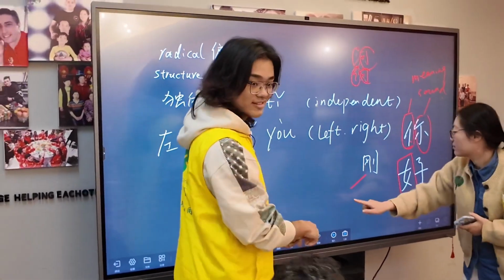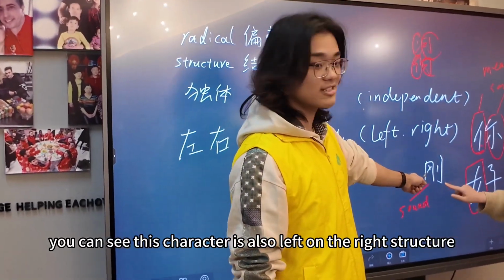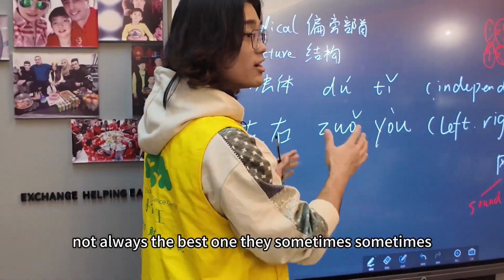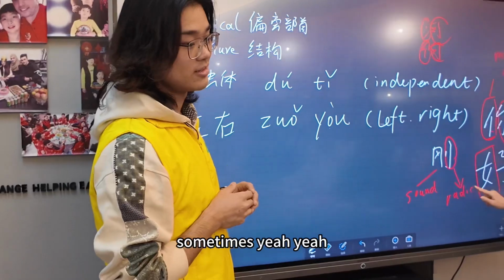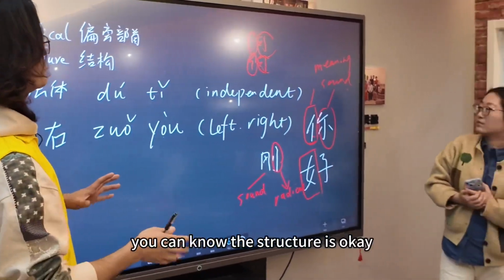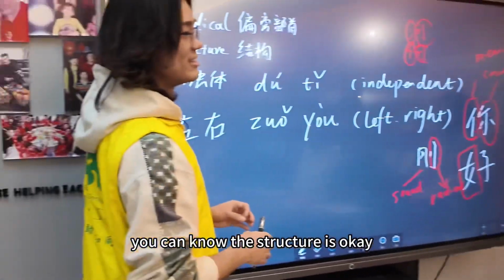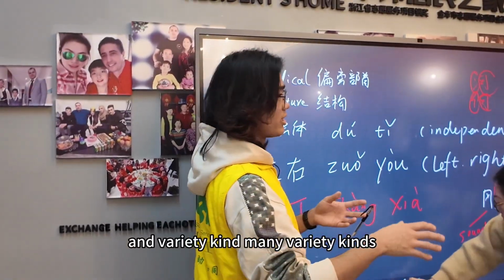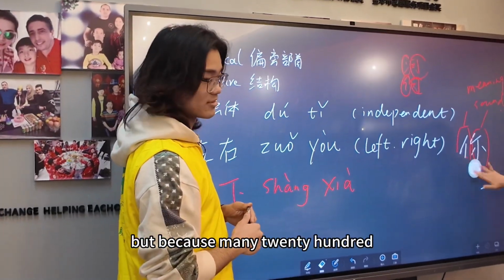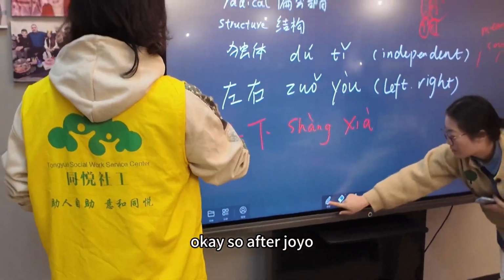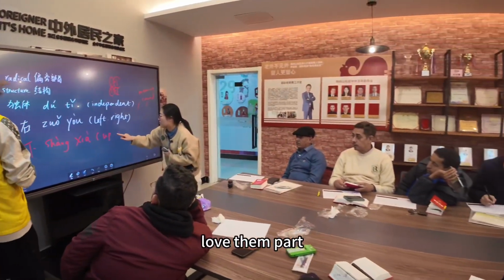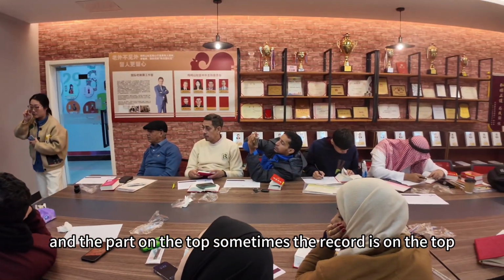Yeah, you can say this is also left and right structure, but this is the radical. Not always the left one. Sometimes the right one, sometimes up, sometimes down. So you can know the 左右 structure. Okay, many variety kinds. The strokes are only 30, but the variations may be 300. So after 左右 we have 上下 structure. It means this character can also be divided into two parts: the part on the top and the part on the bottom.